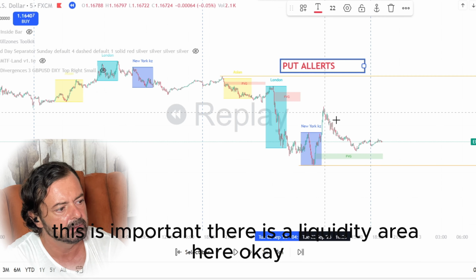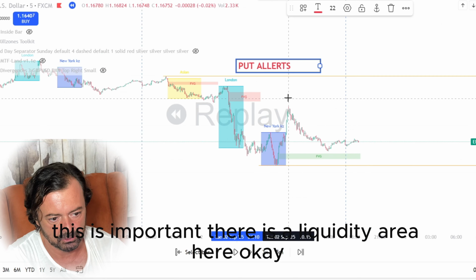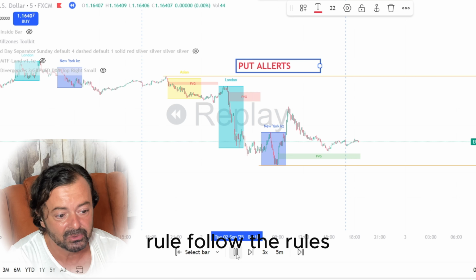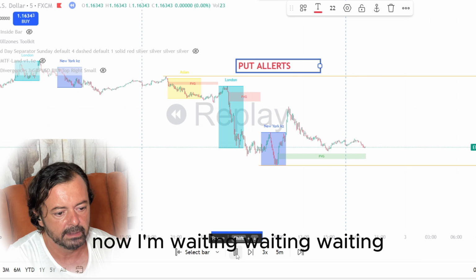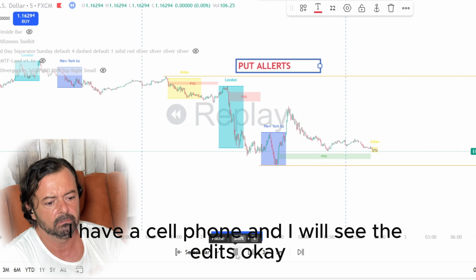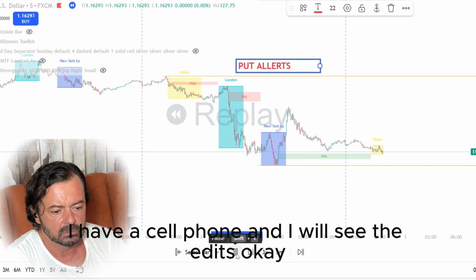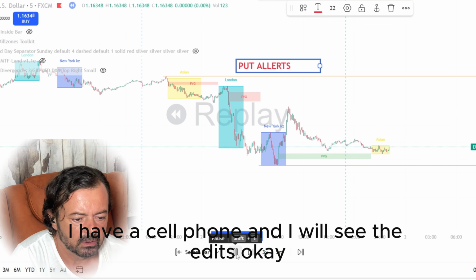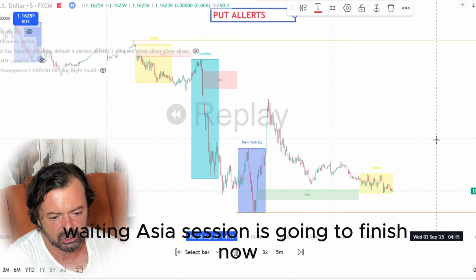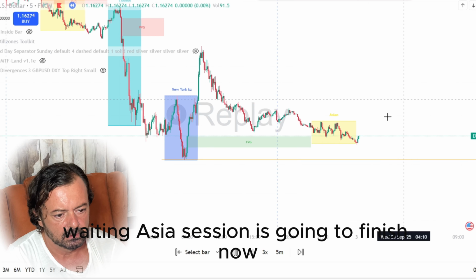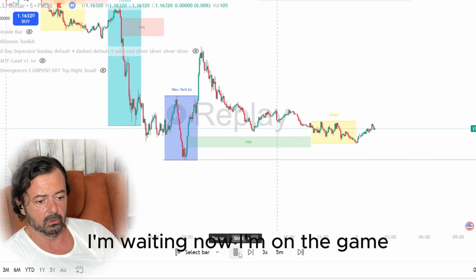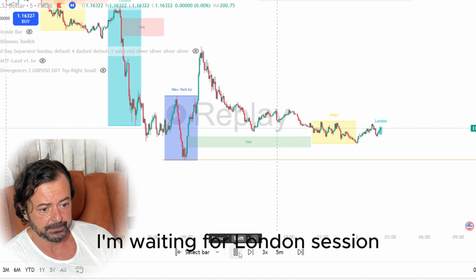Okay, then let's start. What will happen? Oh my god, this is important. There is a liquidity area here. Okay, this is a rule and this works now. Yes, rule. Follow the rules. Okay, now I'm waiting. I'm not watching the screen. I have my cell phone and I will see the alerts. Waiting. Asia session is going to finish now, and yes, London session will open. I'm waiting. Now I'm in the game. I'm waiting for the London session.